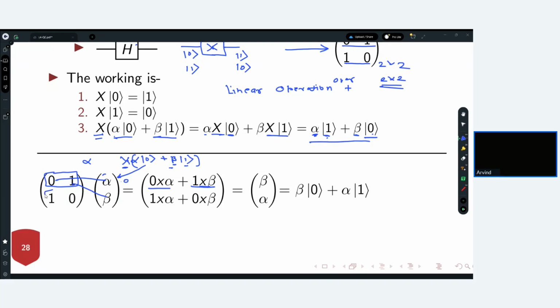To get the second term in the resultant matrix, we take the second row and multiply with all the terms of the column, so we get 1 times alpha and 0 times beta. Let us simplify this. 0 multiplied by alpha becomes 0, and 1 multiplied by beta becomes beta, and 1 multiplied by alpha becomes alpha, and 0 multiplied by beta becomes 0. So this is beta and alpha, which is the ket notation for this column vector. Beta is present at the 0th position, so we have written beta times ket 0, and alpha is present at the 1 position, so we have written alpha times ket 1.